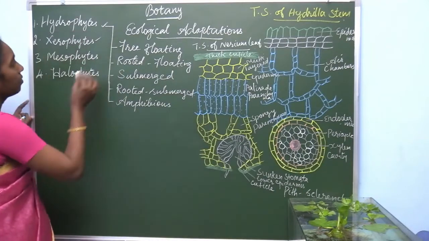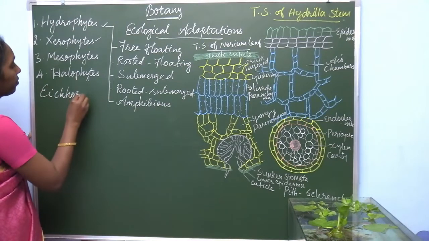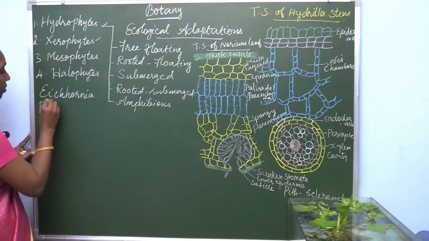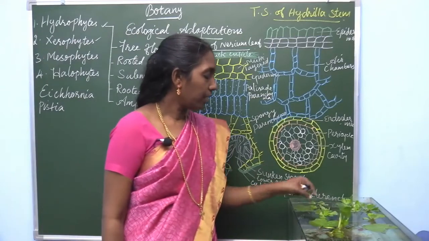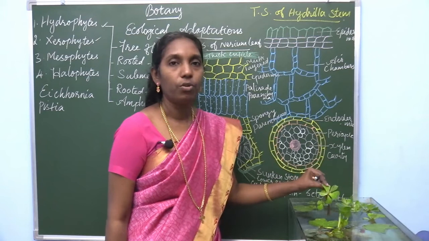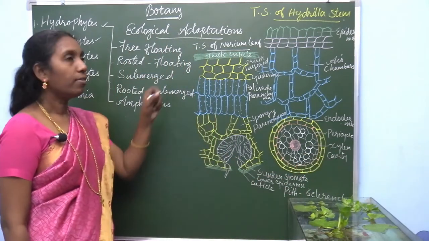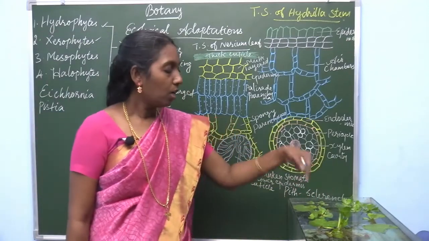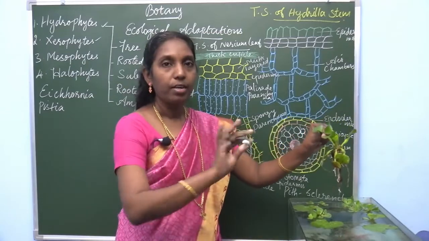They are not in contact with the mud. They are called free floating hydrophytes. Example, Eichhornia and Pistia. Then rooted floating hydrophytes.